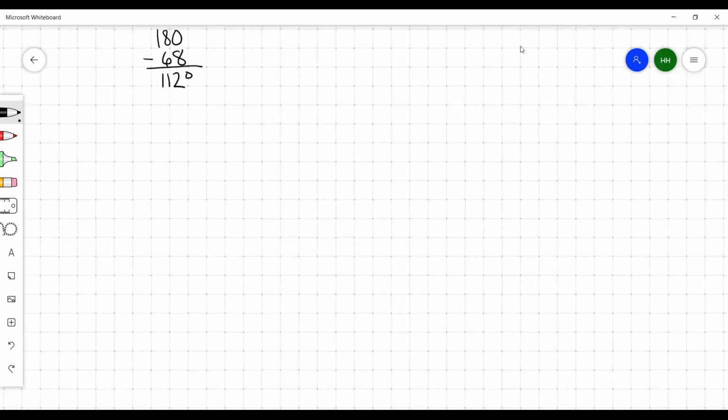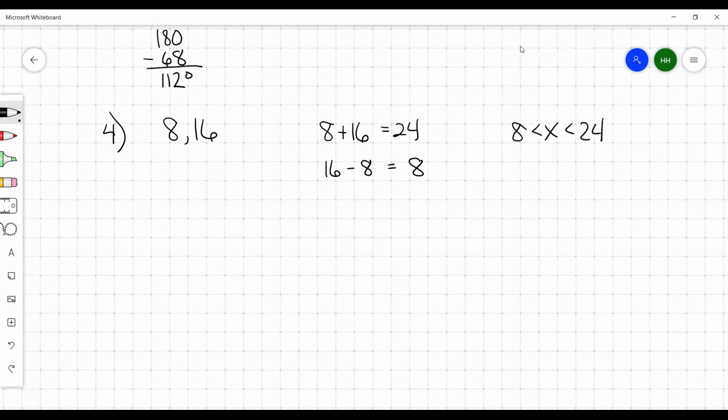Number 4. 2 sides of a triangle have lengths of 8 and 16. Which inequalities represent the possible lengths for the third side? 8 plus 16 equals 24. 16 minus 8 equals 8. So 8 is less than x, which is less than 24. There's your range of values. That looks like it's going to be answer A.